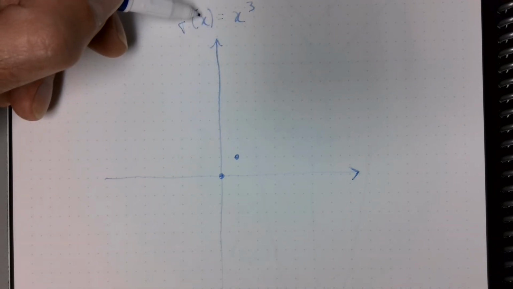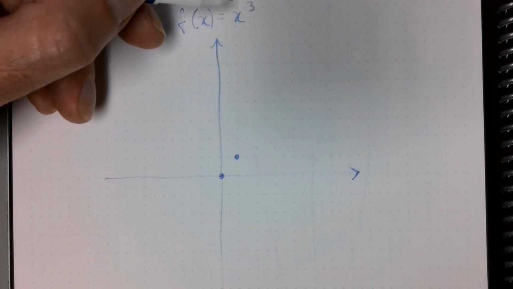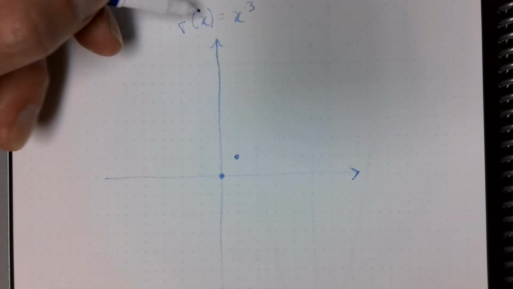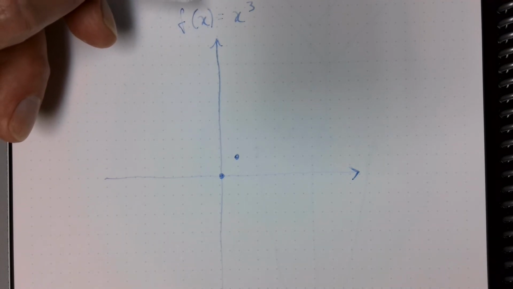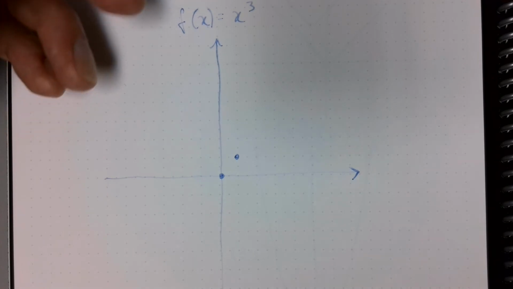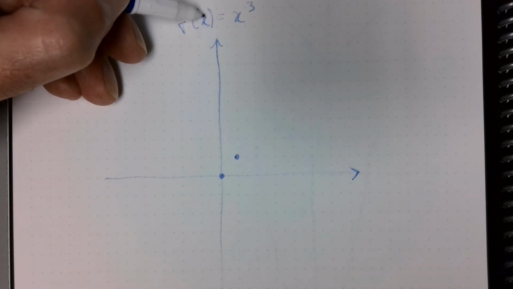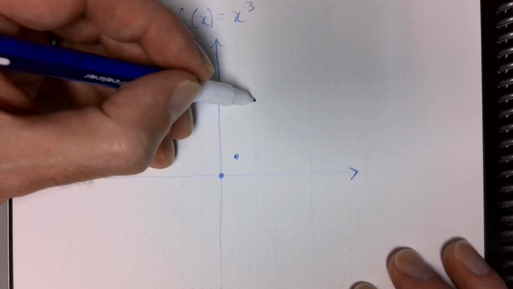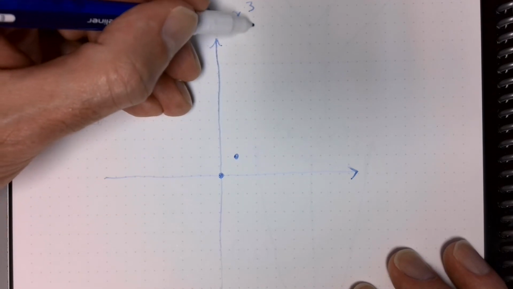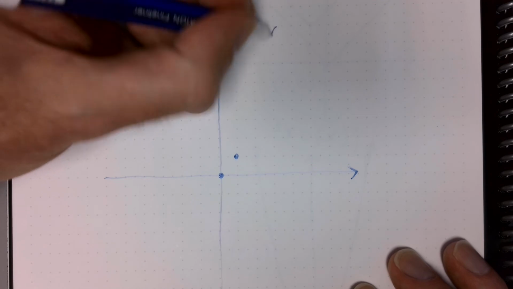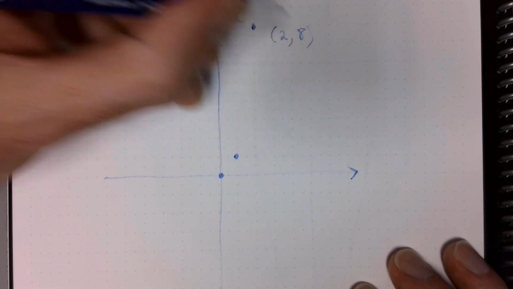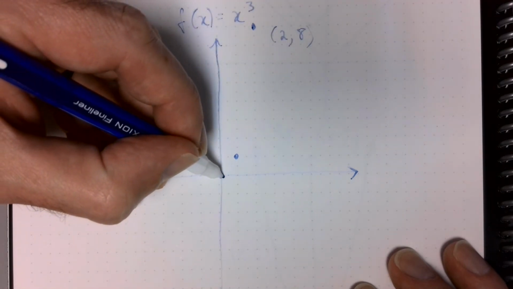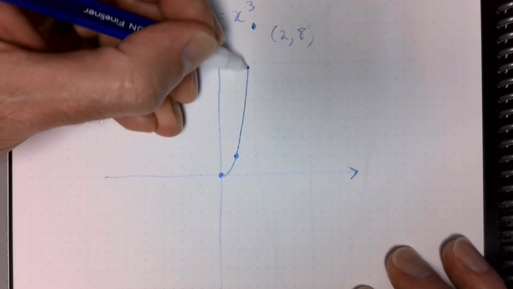What if I put in 2? Well, I take 2, raise it to the third power. 2 to the power 3 is 2 times 2 times 2. 2 times 2 is 4. Multiply by 2 again, you get 8. So if you use 2 as the input, you get 8 out. 2, comma 8 is on my graph. Okay, so once again, we connect these with a nice smooth curve.